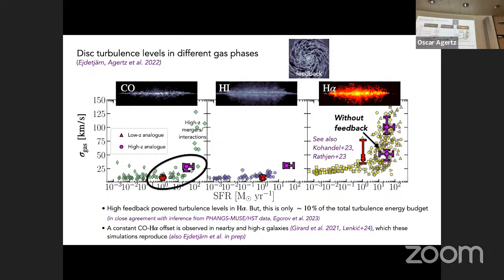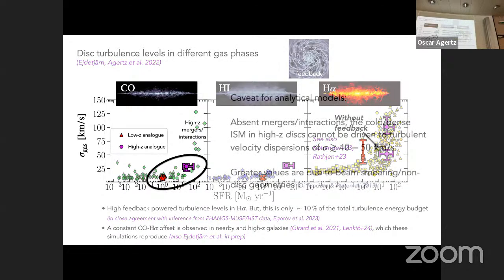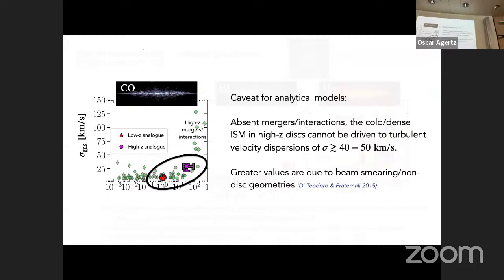Okay, so the point is now, let's have a quick look at this one. So this is now the star forming phase, the CO, okay? And here we can't get these extreme values in a disk setup. So there's a caveat for these analytical models. Absent mergers, we cannot get to values greater than 40, 50 kilometers per second. It's impossible. So we shouldn't try to fit lines to this. Those models cannot be correct, I think, okay?